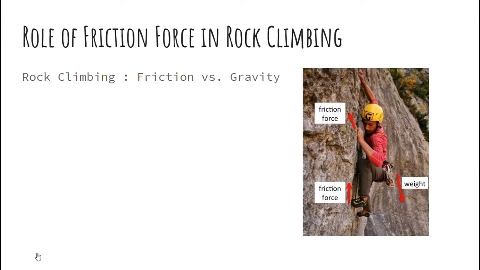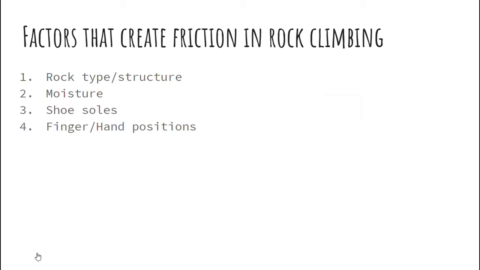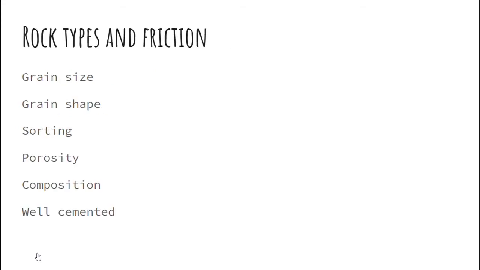So rock climbing is essentially a tug-of-war between the friction force and gravity. The climber must generate enough friction force to resist the gravitational pull of the earth. There are many different factors that influence the friction in rock climbing, such as rock type and structure, moisture, the material of the shoe soles, finger and hand position. So in this short presentation, I will specifically discuss the rock types and their role in friction.